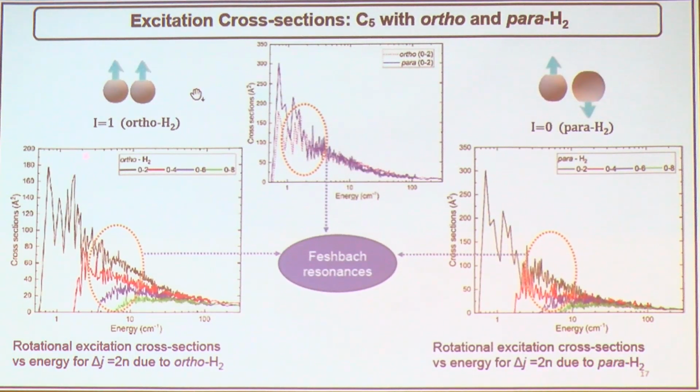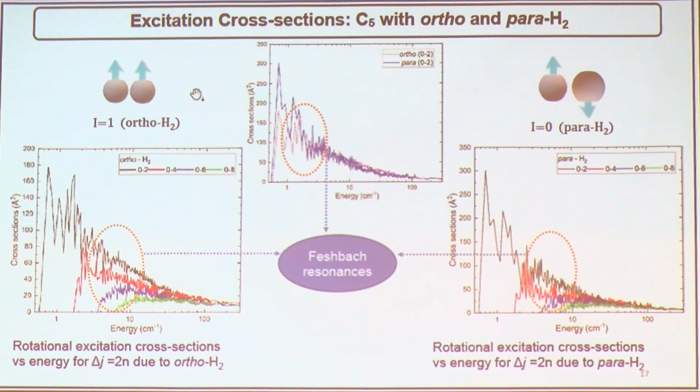This is the excitation cross section plotted as a function of energy, and delta J keeps increasing from 2, 4, 6, 8 as shown here. And in this plot, we have shown para hydrogen collision with the C5 molecule. Excitation cross sections are shown, and here is the comparison between ortho and para. So what is to be noted is there are a lot of resonances at low energies up to 10 Kelvin or 10 wave numbers. It's identified as Feshbach resonances in the system.